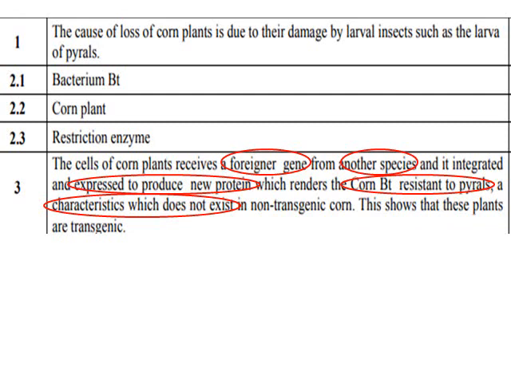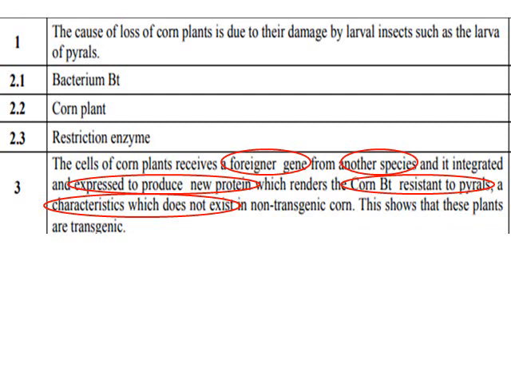Why would I consider this Bt plant as transgenic? Because it contains a foreign gene, and this foreign gene was isolated from a different species, the bacteria, and it was integrated into the DNA of the corn plant, allowing the corn plant to have a new phenotype. The new phenotype here was being resistant to insects, and this was transmitted to the offspring. We noticed that we have many plants that are Bt resistant plants.